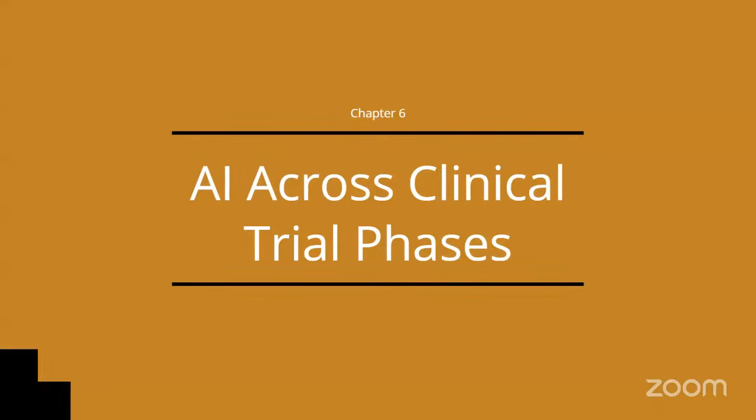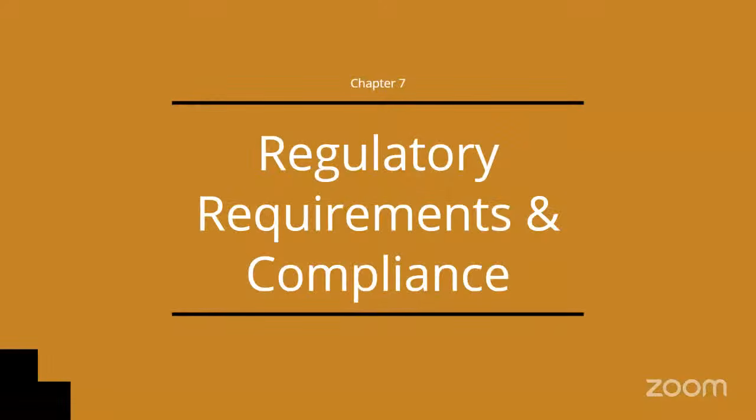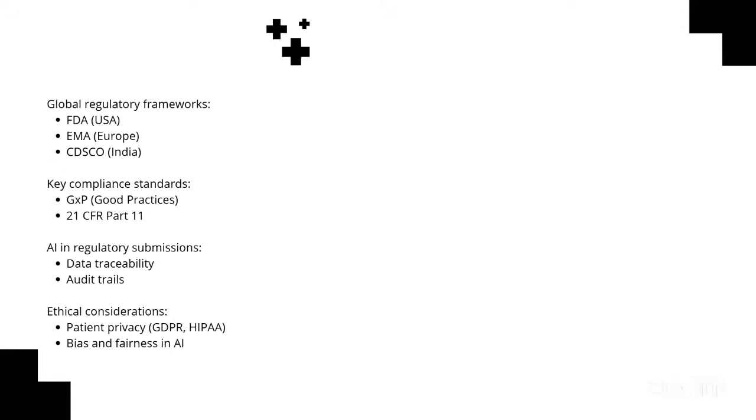Chapter 6 is AI across clinical trial phases. We will see all the phases, phase 1, 2, 3, 4, and then AI in adaptive clinical trials, simulation-based trials, and digital twins. Chapter 7 is regulatory requirements and compliance. We will go through the global regulatory frameworks: FDA from the USA, EMA from Europe, CDSCO from India; key compliance standards, GxP good practices, 21 CFR Part 11; AI in regulatory submissions, data traceability, audit trails; ethical considerations, patient privacy like GDPR and HIPAA, and bias and fairness in AI.